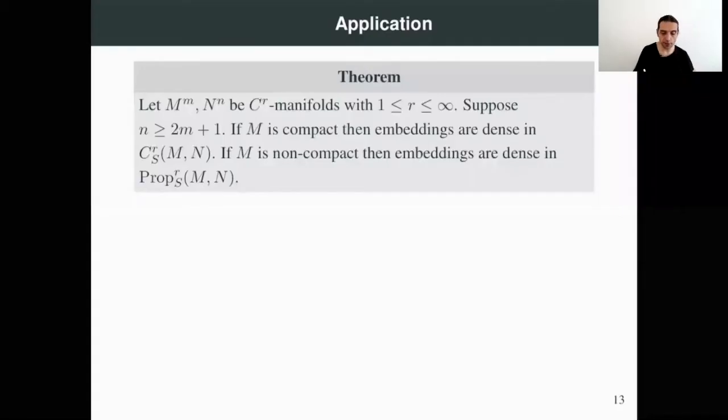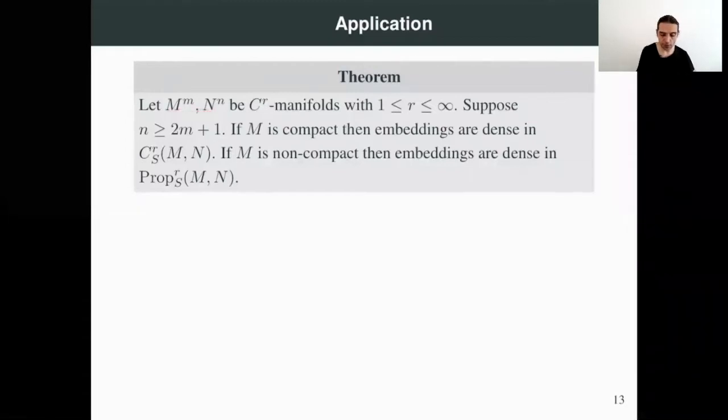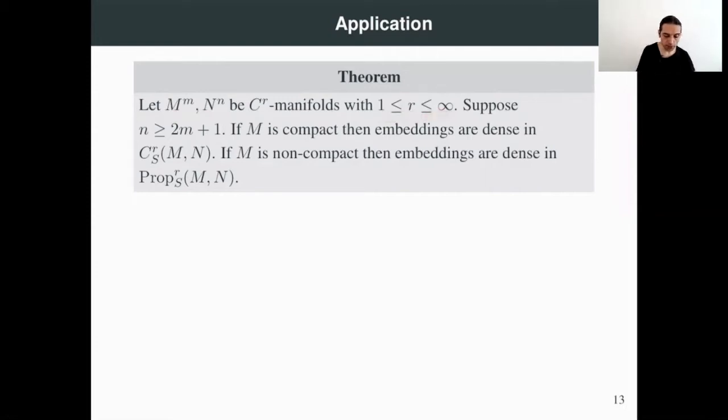Let us recall the statement of the theorem. Let M and N be CR manifolds of class C^r, where r is greater or equal than 1 and less or equal than infinity. Suppose that the dimension of the target space is greater or equal than twice the dimension of the source space plus 1. Then the set of CR embeddings is dense in the set of CR proper maps for the strong topology. Of course, when M is compact, any continuous map from M to N is automatically proper, and so in that case the set of CR embeddings is dense in the set of CR maps for the strong topology.